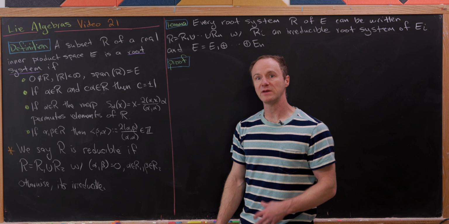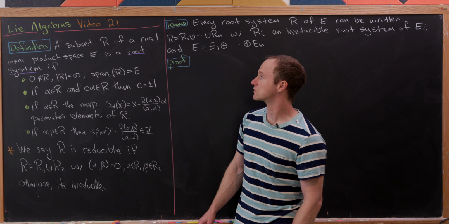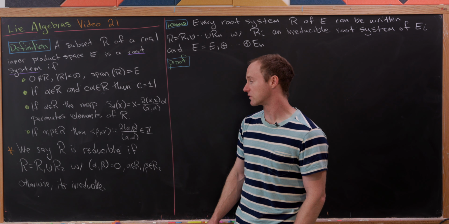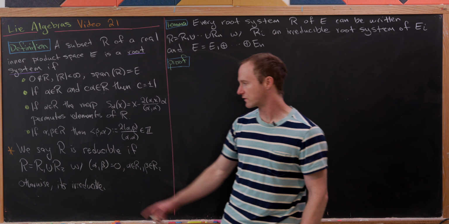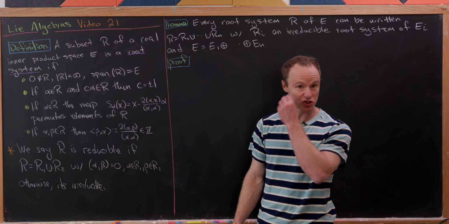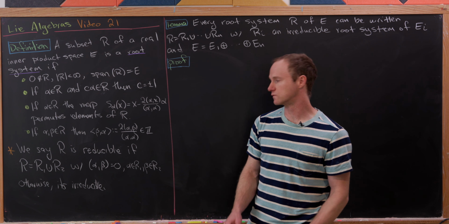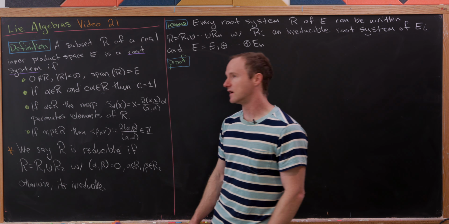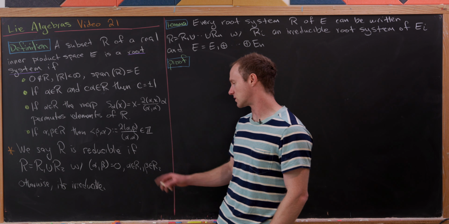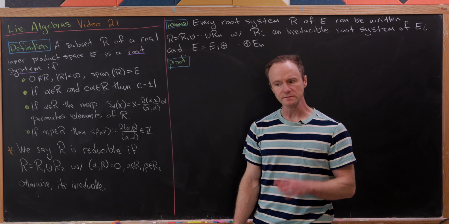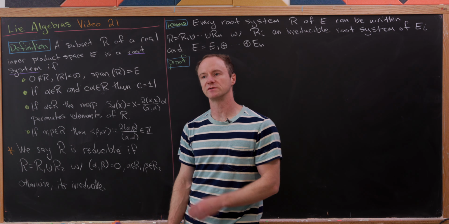And then maybe a new part of this definition is what it means for this root system R to be irreducible or reducible. We say it's reducible if we can write R as the disjoint union of R1 and R2, where those are also root systems, and the inner product of alpha and beta must be equal to 0 if alpha is in R1 and beta is in R2. And if a root system is not reducible, then we say it's irreducible.